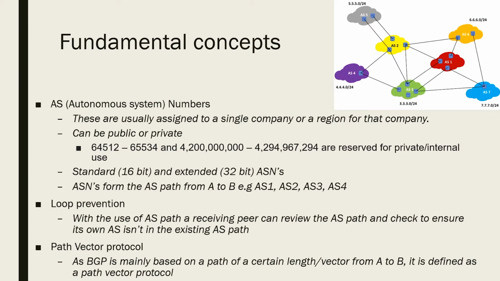Those private ranges can be used inside any network where we don't expect any external communication. So if you are inside your own internal data center and you're abstracted away from the internet by another peering to your actual AS number, you can use these private AS numbers to control your internal network.